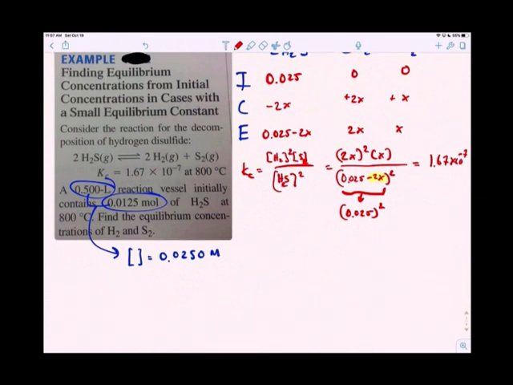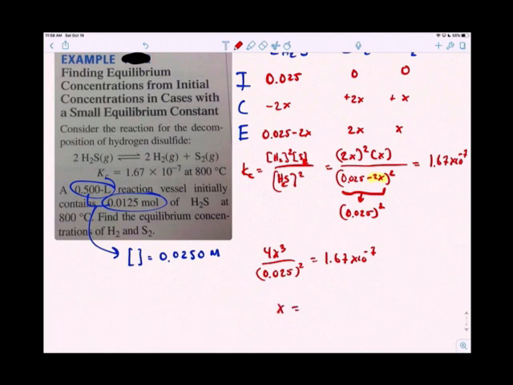So we're going to have 2x squared times x. This is 4x cubed over 0.025 squared equals 1.67 times 10 to the minus 7. So this is after we applied the x is small approximation.